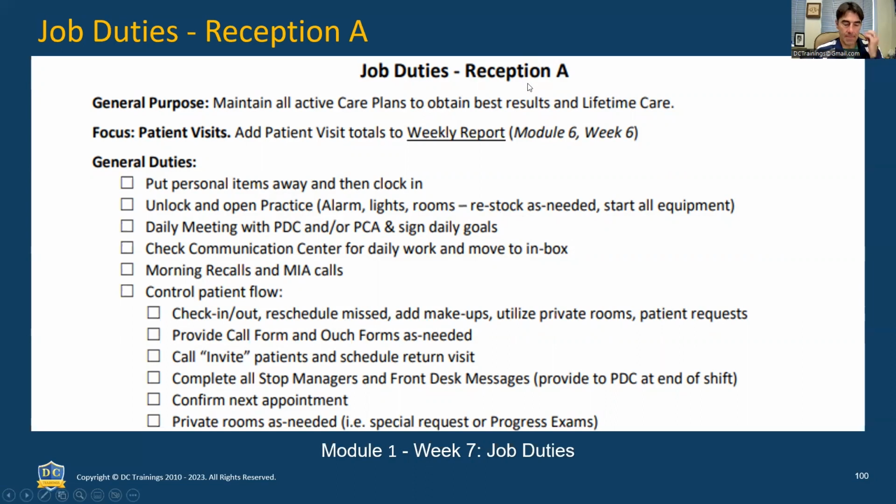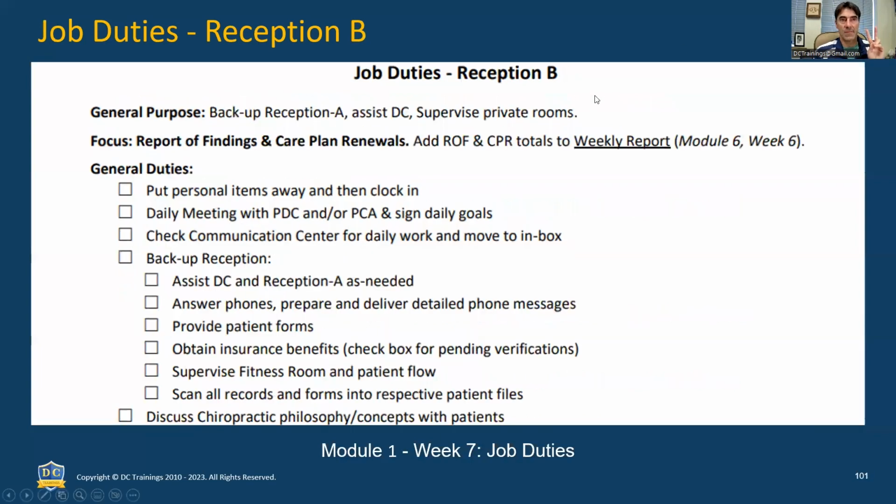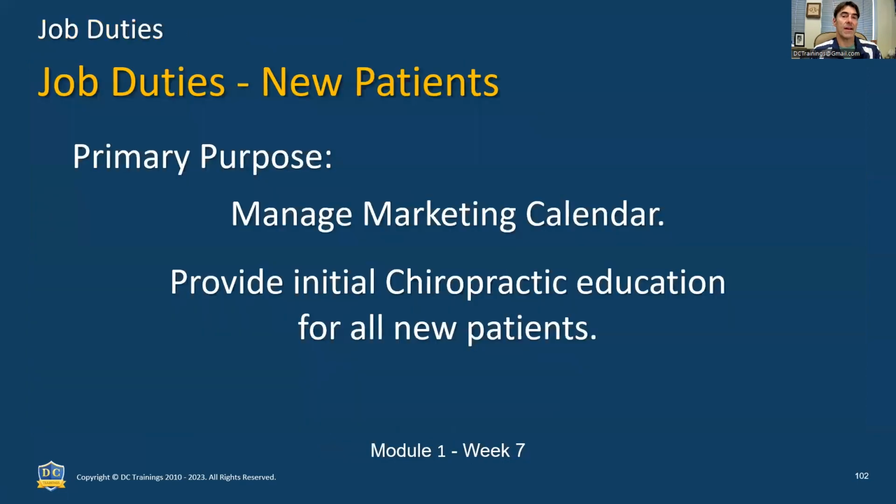That's reception A. Now, for those of you who have busier practices, having one CA at the front desk sometimes is not enough to keep up with the patient flow or volume. And so we've divided reception A into a reception A and a reception B. There's two reception positions: a check-in CA, and a check-out CA. The check-out CA typically is not 100% busy with that, but they're multitasking, right? So there's actually a third job duty, and that's the new patients.